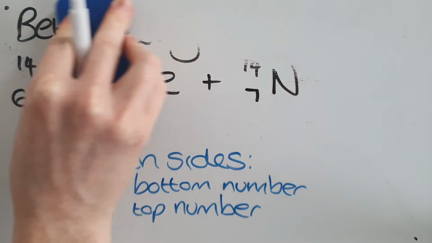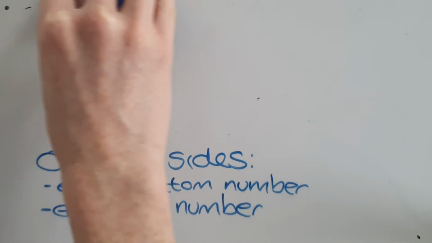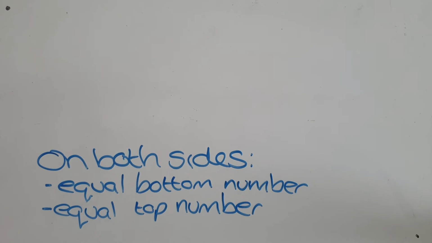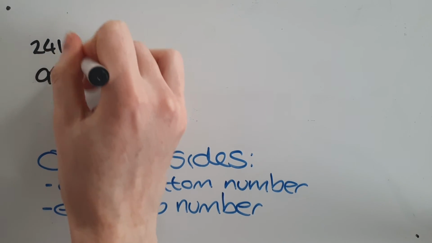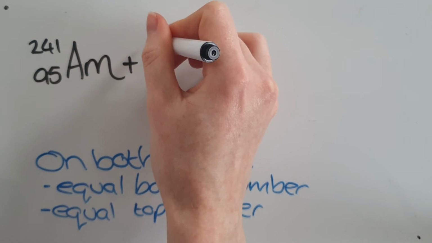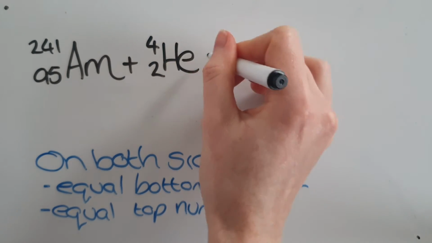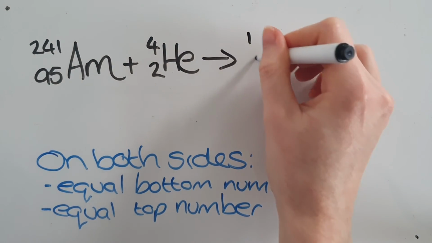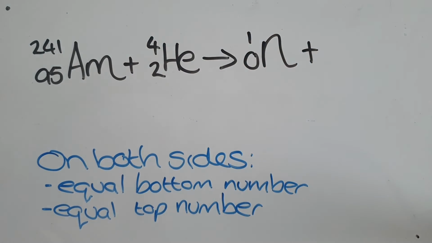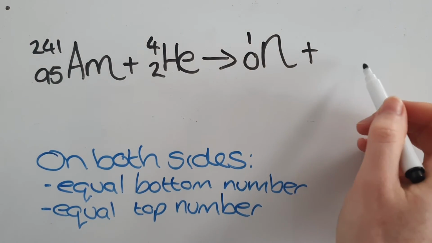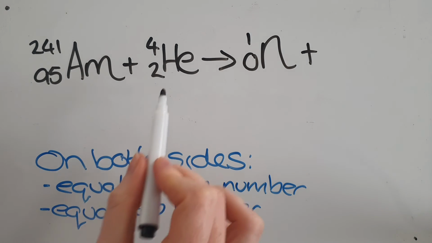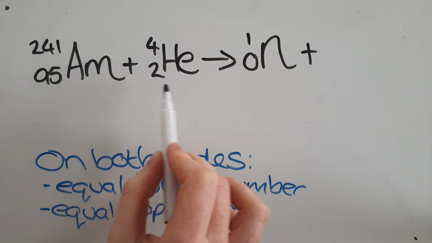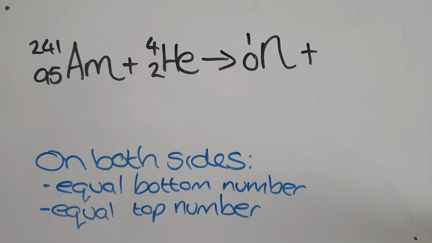Now, final one is just a wee bit of a challenging question that has come up a few times. So let's say you were given this equation and you were asked to complete it. So you'll see it looks nothing like what we've just did. It's not alpha or beta decay, but it's a similar concept. So if you were asked to fill in the missing value or isotope here, what we would do is the same rules. So both sides equal bottom number and equal top number.